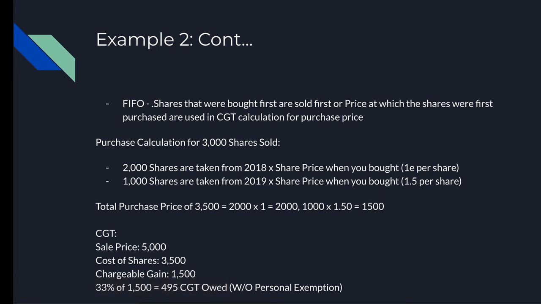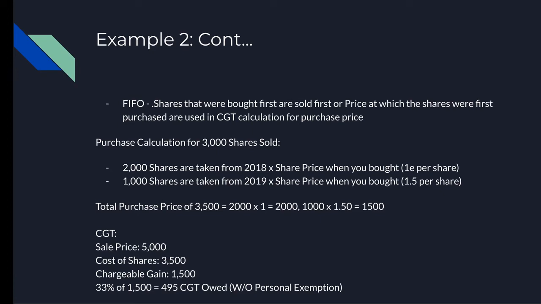So as you said, we're going to sell 3,000 shares. 2,000 shares are taken from 2018, which in 2018, remember, we bought 2,000 shares. So all of our shares from 2018 are gone, following the first in, first out principle, right? We bought them at €1 per share then, so that's the price we'll be using. 1,000 shares are taken from 2019. Remember, in 2019 we bought 4,000 shares, and at the share price where we bought, right? So the total purchase price is €3,500, and that calculation is 2,000 shares by €1 is 2,000, and 1,000 by 150 is 1,500, right? You add both of them together, you get 3,500.